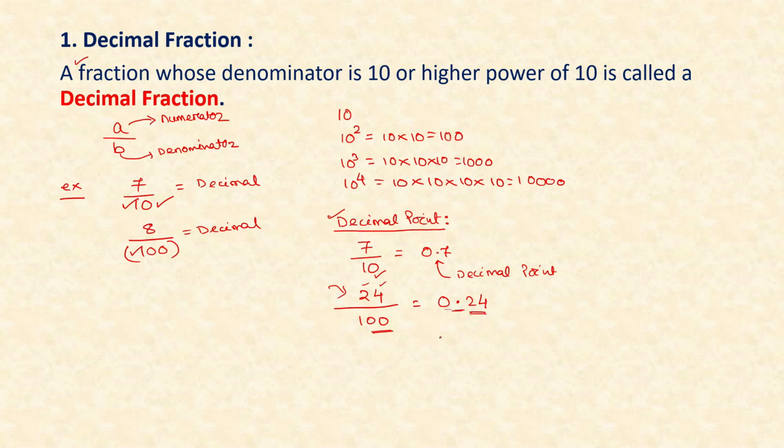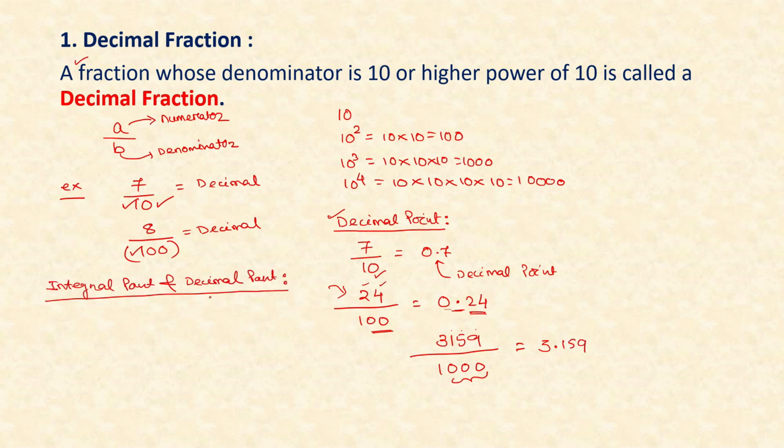Let us understand how to write another one. For example, suppose a decimal fraction is 3159 divided by 1000. How can I write it by putting the decimal point? I can see there are 3 zeros present in the denominator. As per the rule, I have to count the digits from the right side. This is the first digit, this is the second digit, this is the third digit. I have to count only 3 digits because there are 3 zeros present in the denominator. So, I need to put the dot in between 3 and 1. So, I write 3.159.